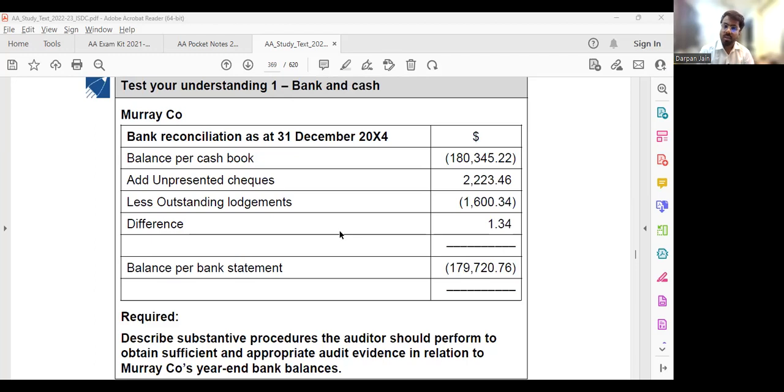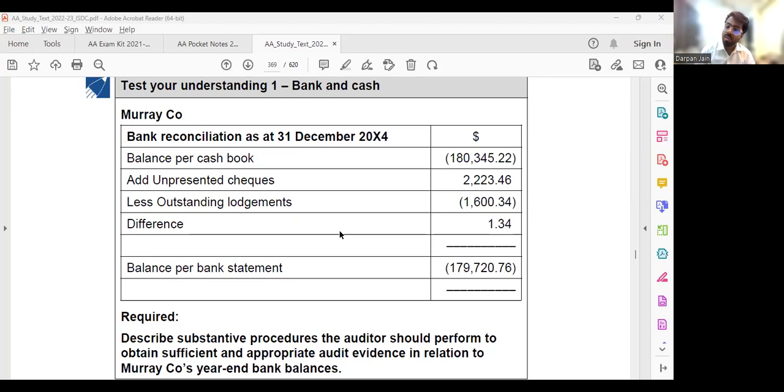See, the BRS is given to you. A bank reconciliation statement is given to you. And they are asking you, describe the substantive procedures that the auditor should perform to obtain sufficient and appropriate audit evidence in relation to Murray Company's year-end bank balances. In relation to the year-end bank balance, what are the different substantive procedures? What are the different audit procedures that you can do?